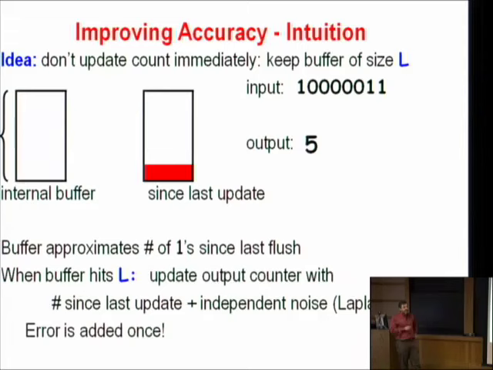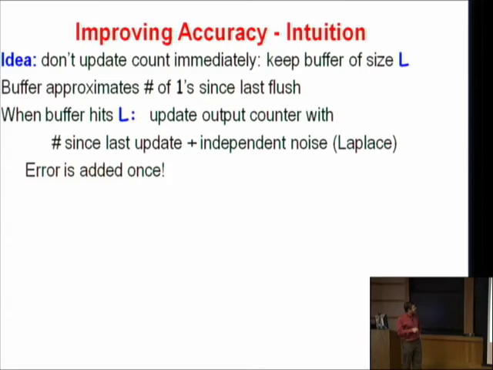Again, the algorithm is: the buffer approximates the number of ones since the last flush. When the buffer hits L, we update the counter with the real number of ones since the last update, plus independent noise. What we've gained is that the error is added once per L, instead of L times. What we've lost is that we're not updating things immediately, but after L steps.